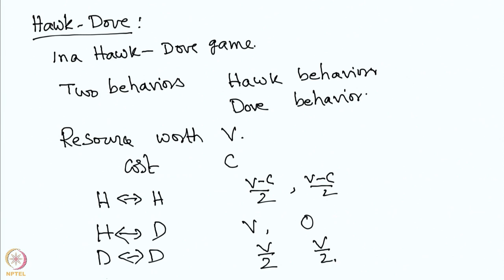Now this is the game that we will continue discussing in the next lecture, and we will see the evolutionary stable strategy of this particular game and see what exactly is the evolutionary stable equilibrium and how the behavior evolves. We will stop here.